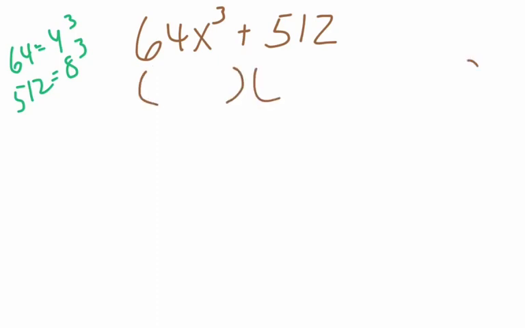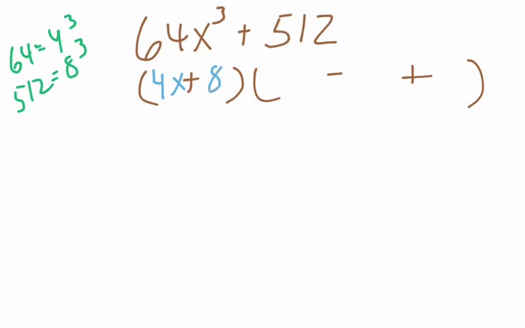Little parenthesis, big parenthesis. Same, opposite, always positive. Get those signs in there. What raised to the third power gives you 64? Well, we just did that. That's 4. What raised to the third power gives you x cubed? That would be x. What raised to the third power gives you 512? 8.